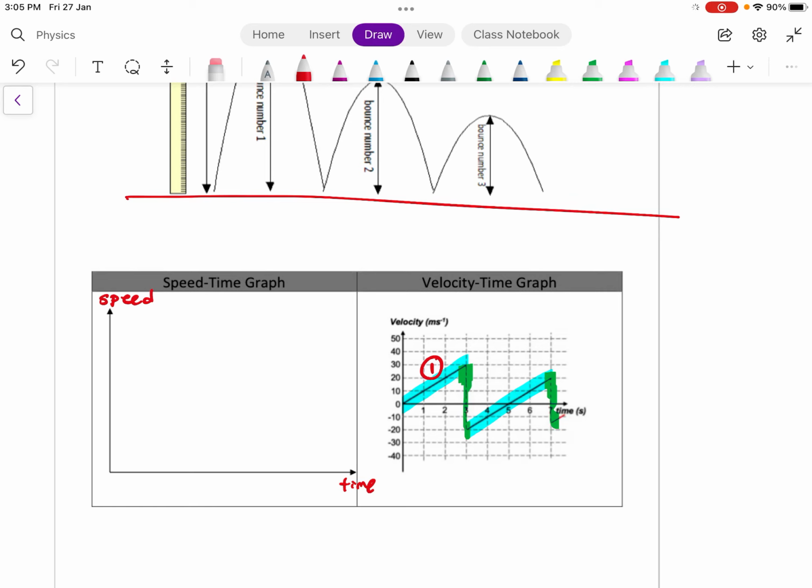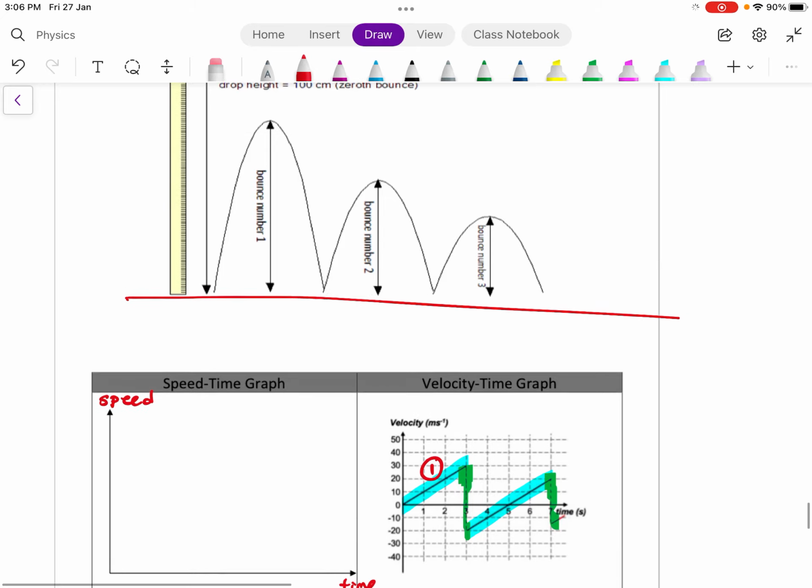Then after that, at 3 seconds, you notice that the velocity decreases, like there's a spike, like a vertical line. This is the difficult part about this kind of velocity-time graph. So what is happening? Let's talk about the first part first.